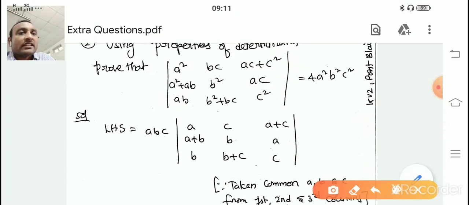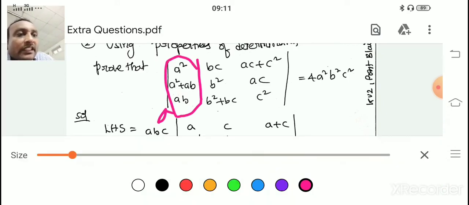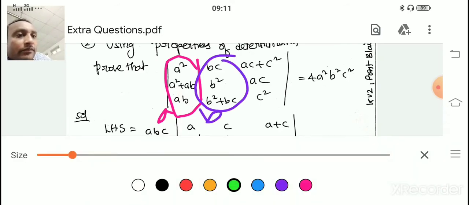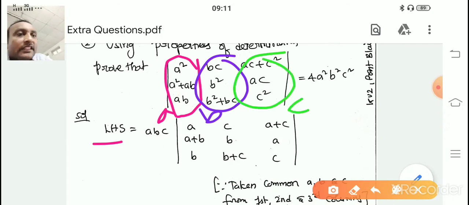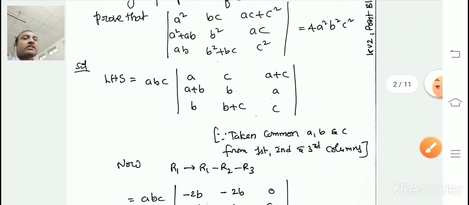First write the LHS. I am rewriting it: from the first column I am taking a common, from the second column I am taking b common, and from the third column I am taking c common. So abc is out. Once abc is out, what happened here? From a square, a common gives a; here a common gives a plus b, a common gives b. Similarly, from bc, b common gives c; from b square, b common gives b; from b square plus bc, b common gives b plus c. Take c common and write the remaining letters like this. Hope you understand how we have taken common.